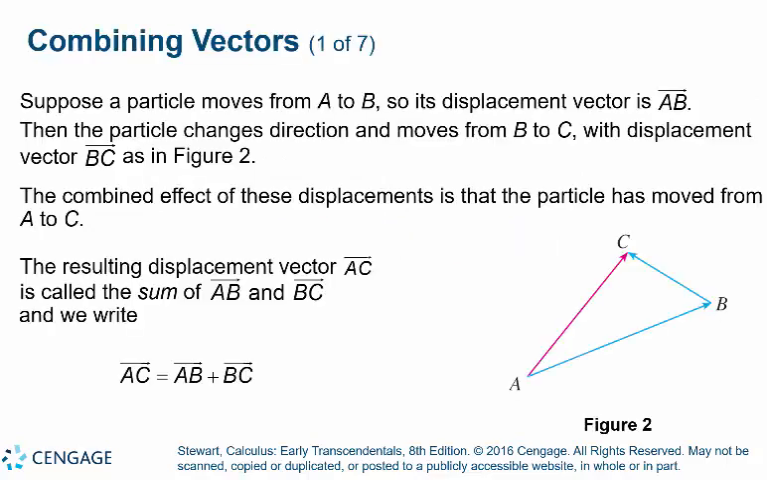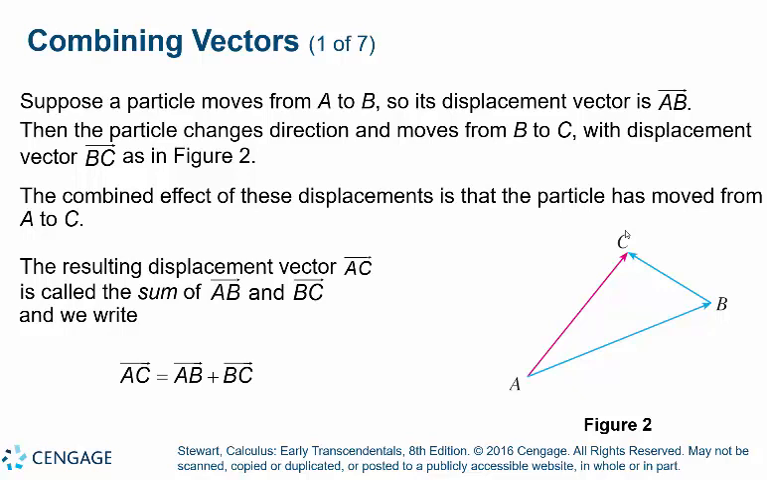It's actually pretty straightforward. Suppose a particle moves from A to B. So here's your particle. It goes from A to B, so its displacement vector is AB with the arrow above it. Then the particle changes direction. It hops from B to C, and it has a new displacement vector BC. The combined effect of these displacements is that the particle has moved from A to C. So even though it took the long way, we say the combined effect ended up being this pink arrow here.